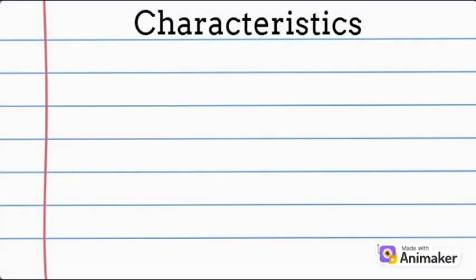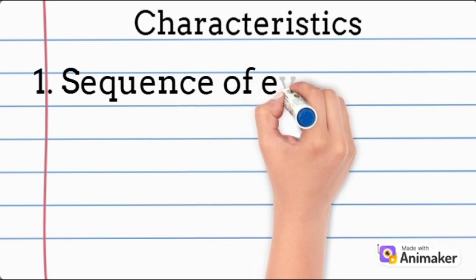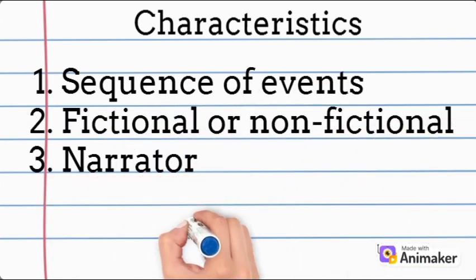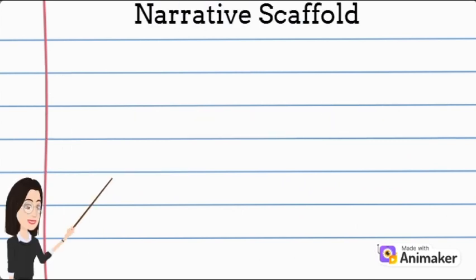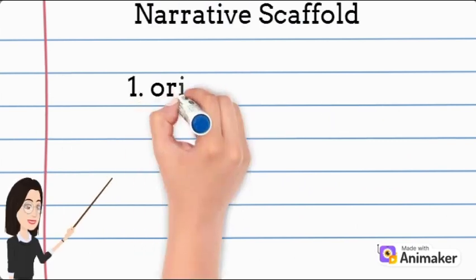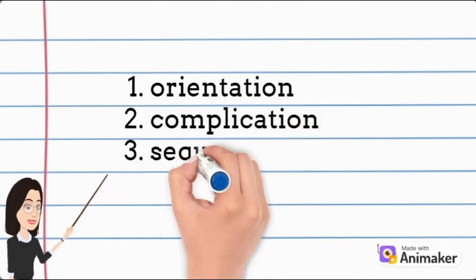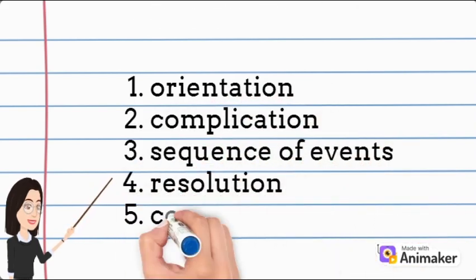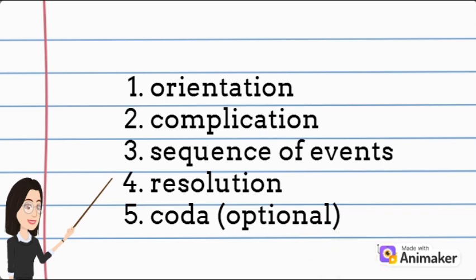The characteristics of a narrative text are: there is a sequence of events and time, it can be fictional or non-fictional, and the narrator can be in first person or third person. The narrative scaffold of the text is the following. It has an orientation, complication, sequence of events, resolution, and a coda, which can be optional.